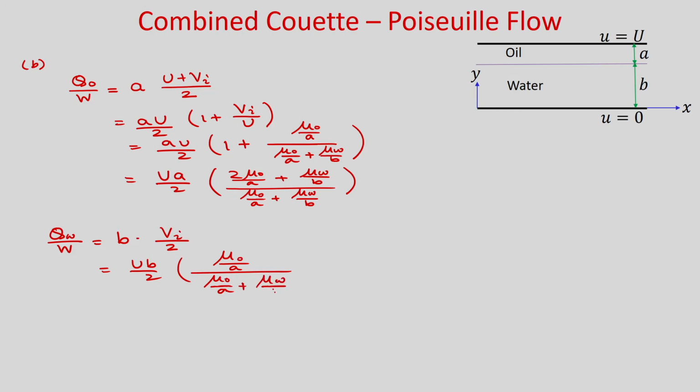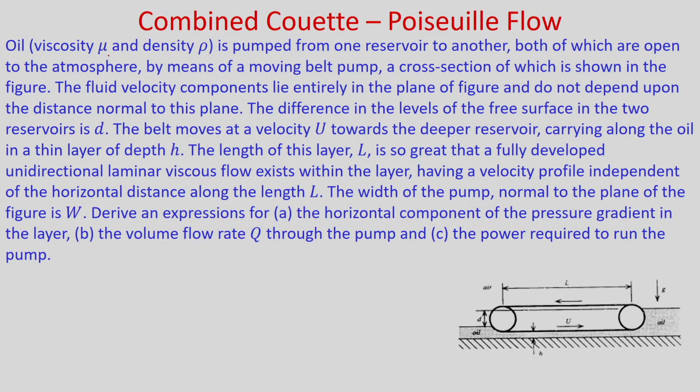So, next we will consider another problem where you have combined Couette and Poiseuille flow. Oil of viscosity mu and density rho is pumped from one reservoir to another, both of which are open to the atmosphere, by means of a moving belt pump, a cross section of which is shown in the figure. The fluid velocity components lie entirely in the plane of the figure and do not depend upon the distance normal to this plane. The difference in the levels of the free surface in the two reservoirs is d.